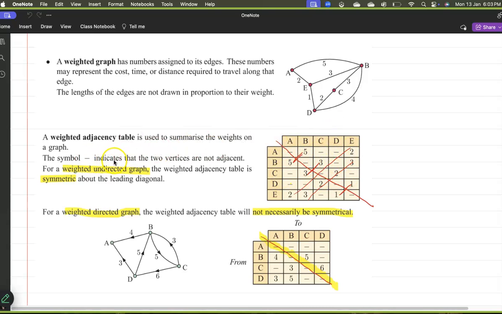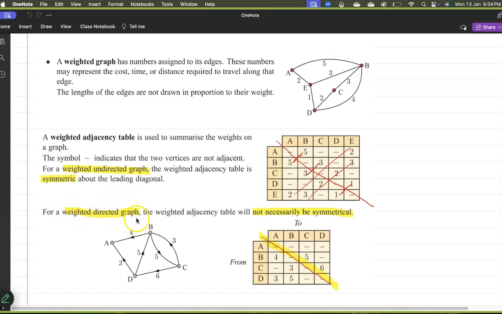The dash symbol is used to indicate that two vertices are not adjacent. Two vertices are not adjacent means there's no road connecting them. There's no edge connecting them. So between A and C, there's no edge. Between A and A, there's no loop.